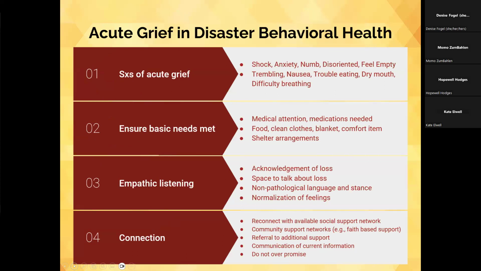Okay, so I'm going to dive a little bit deeper into acute grief, because it can be a very prominent aspect of any emergency disaster behavioral health response. Some of the initial acute symptoms of grief are listed here; obviously it varies from individual to individual. The basic needs: we need to ensure that first and foremost, basic needs are met. Medications that need to be taken on a routine basis. We need to provide food, clean clothes, blankets, comfort items.